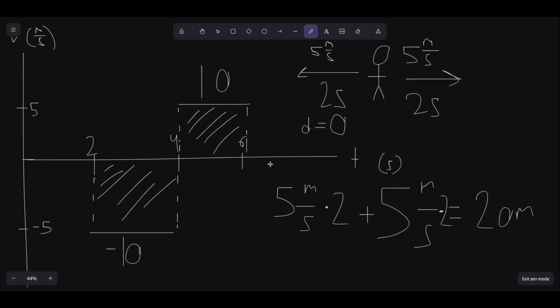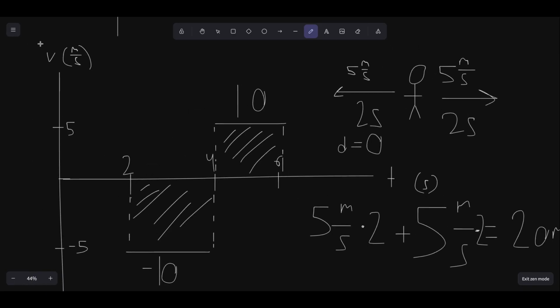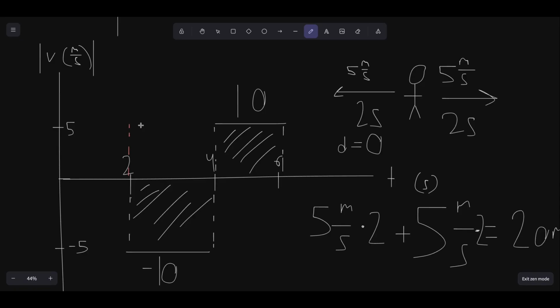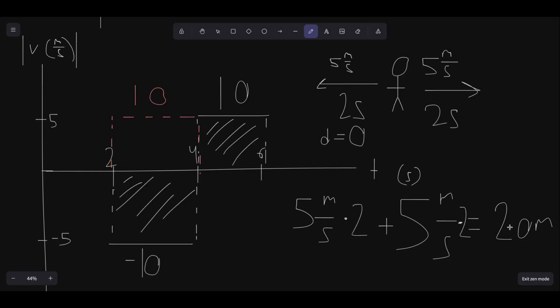And you might have seen this before, but if you take the absolute value of the velocity function, then this negative 10 would just turn into a positive 10. So instead of having negative 10 here, you have a positive 10. And notice how that adds up to 20 as well, 20 meters.